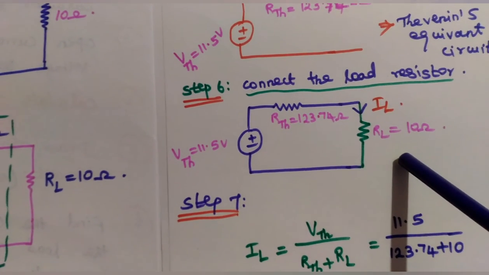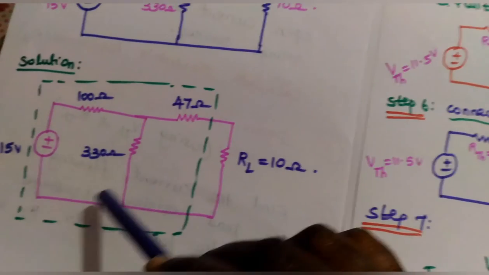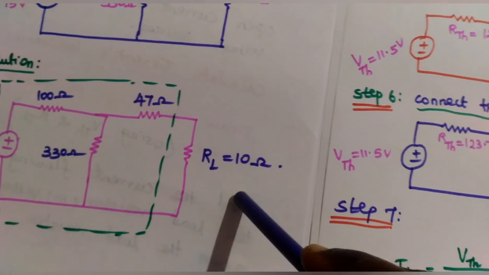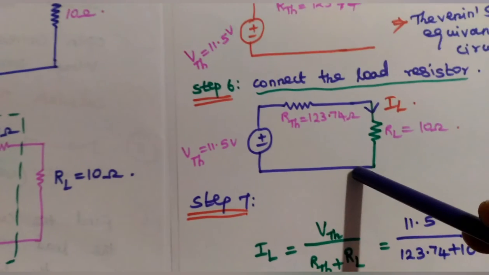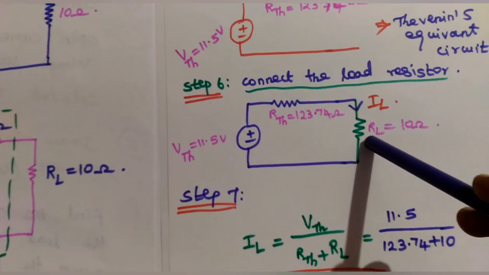Each and every time we don't need to recalculate the Thevenin's equivalent circuit. Once we have calculated it, we can connect any value of load resistance at the end of the Thevenin's equivalent circuit, so that we can easily identify the current or the voltage across the load resistance RL.